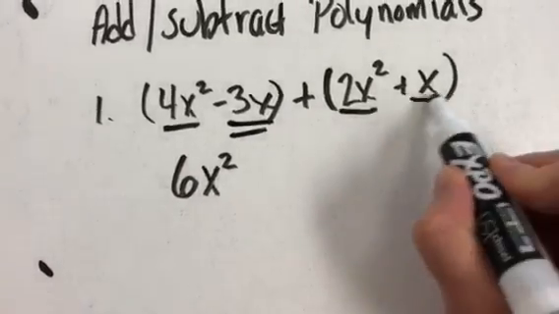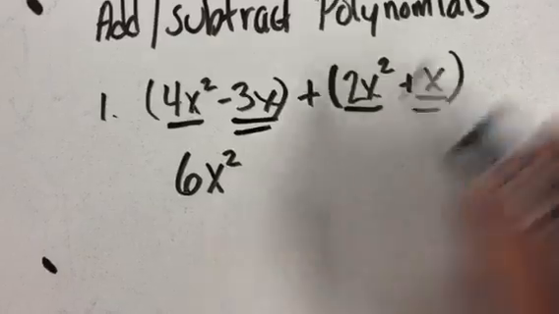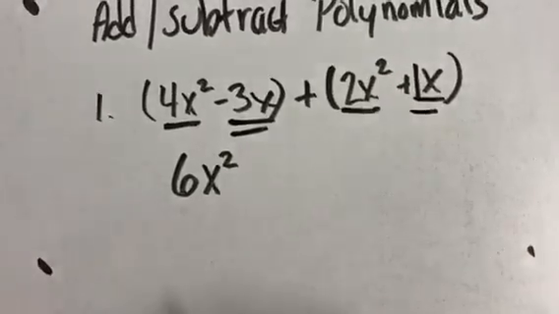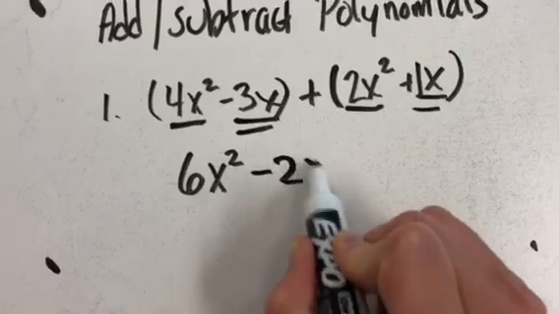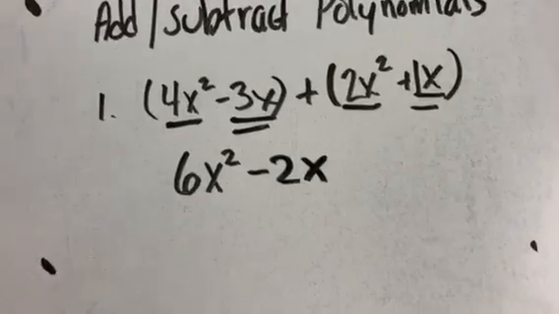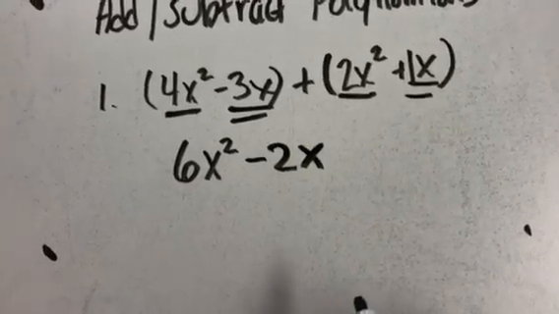Next, I can add these two together because they're both just x terms. If you want, you can put a 1 in front. And then if I add here, negative 3 plus 1, I'd have negative 2x. I cannot add these together since they are not like terms.